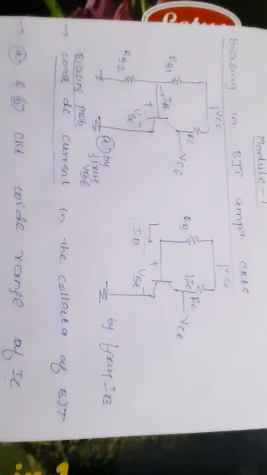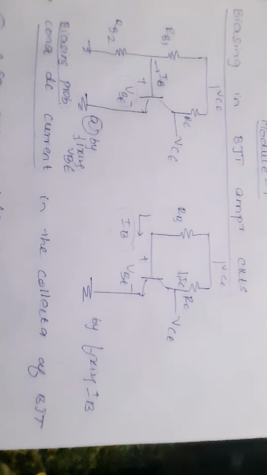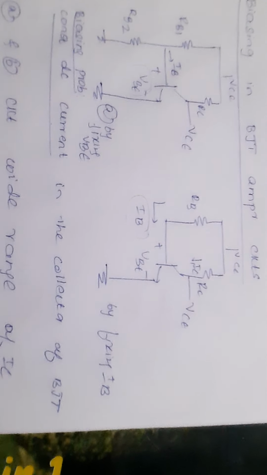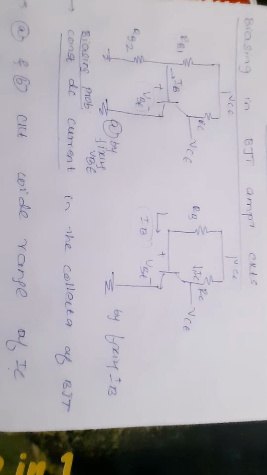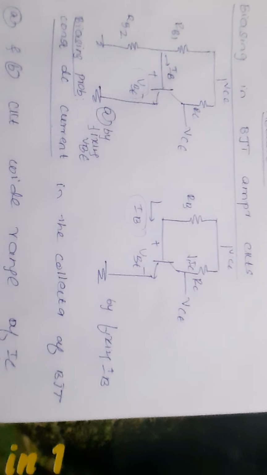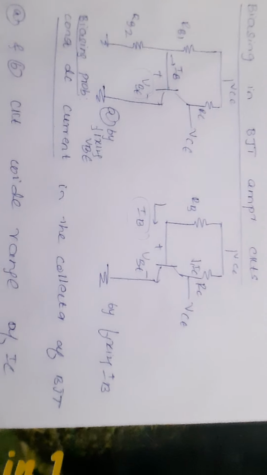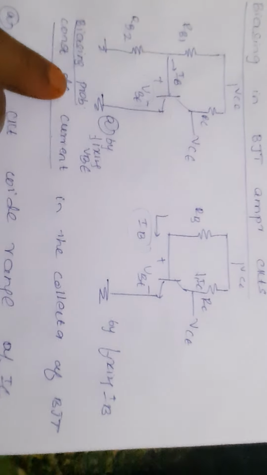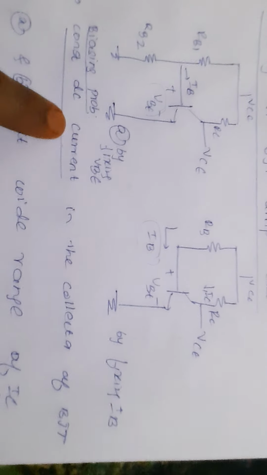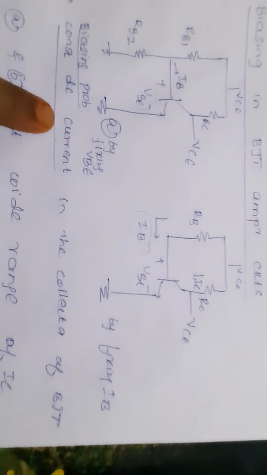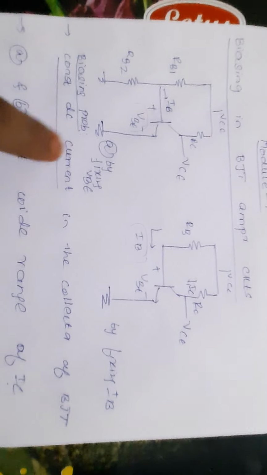We'll begin with biasing in BJT amplifier circuits. Now, why do we need biasing and what are the requirements of biasing? The biasing problem is that of establishing a constant DC current in the collector of the BJT. This is the main requirement of biasing. I want that IC should be constant.